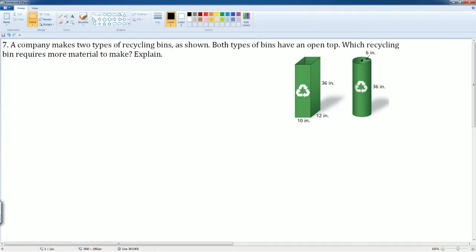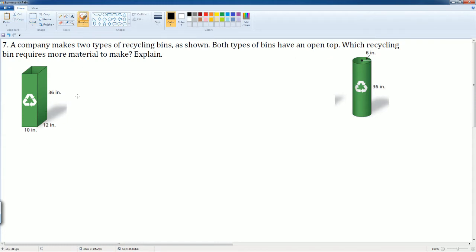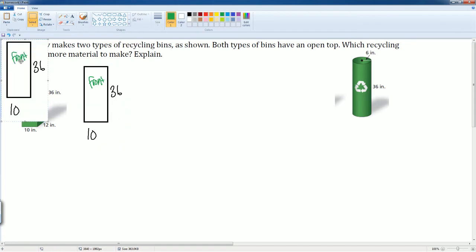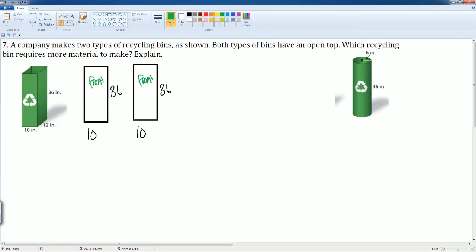So let's do the objects one by one. Let's do this one first, and then we'll compare it to the cylinder. If we do the net of this, we'll see that it is made up of the first rectangle, your 10 by 36. I'm going to write, this is the front, and this is also going to be the back one as well, right? I'm just doing it in a lot of detail so you see it.